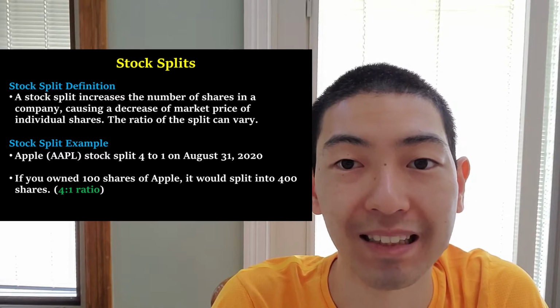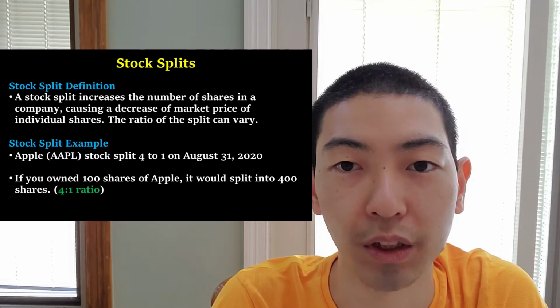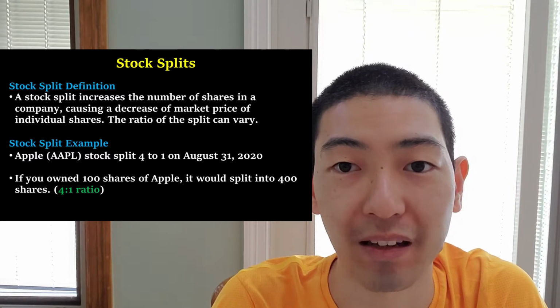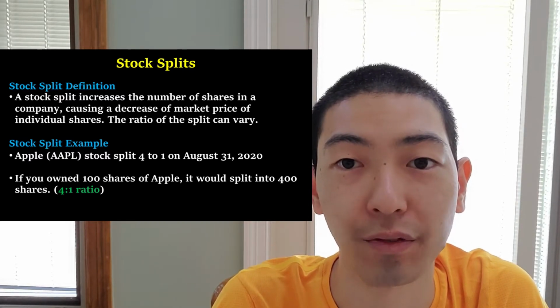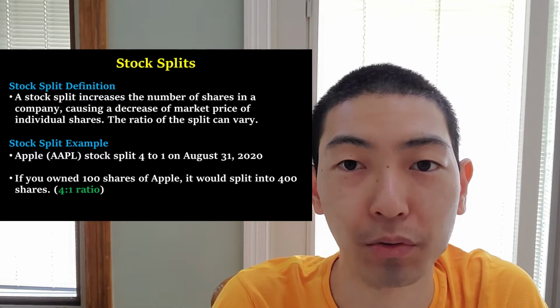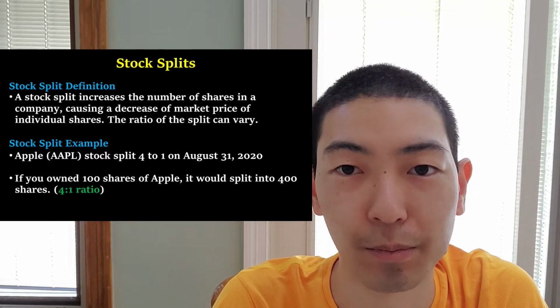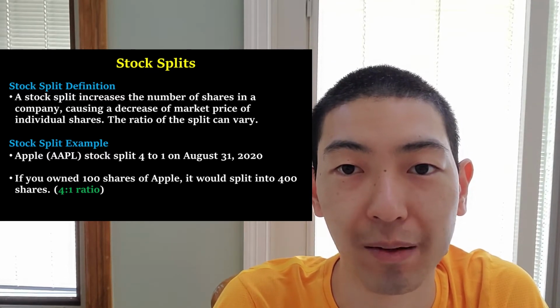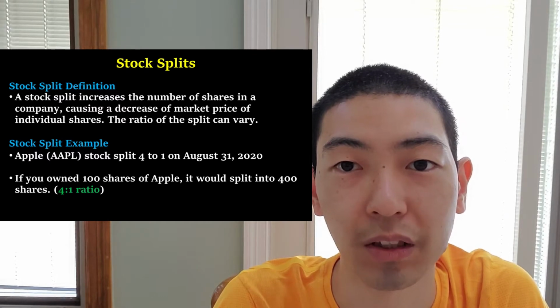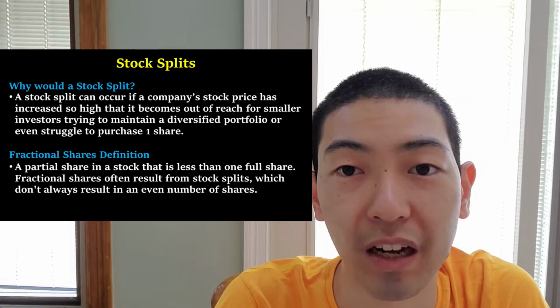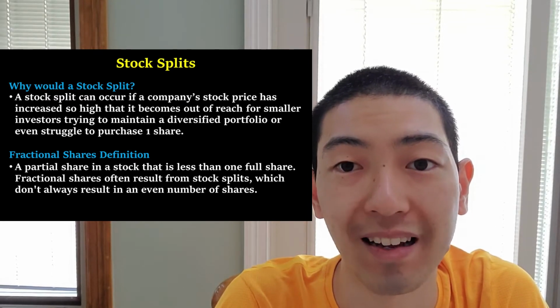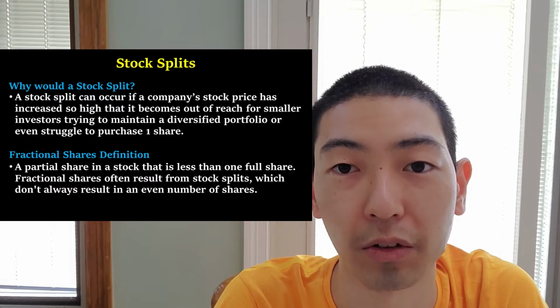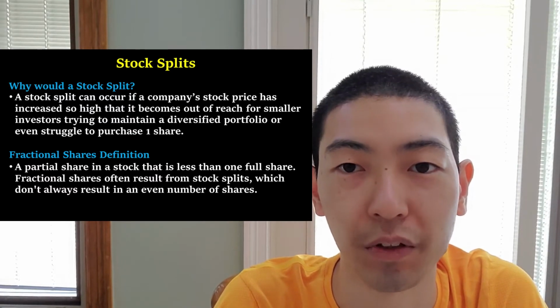They don't have to be in exactly a 2-to-1 ratio, which is what was in the change example I just gave, where you would get 2 shares for every 1 share you own. Apple recently did a 4-to-1 stock split on August 31st, 2020, as an example of a stock split that was greater than 2-to-1. If you owned 100 shares of Apple stock before the split, they would turn into 400 shares after the split. Splits are generally a good sign for the stock since prices can grow so high that the stock may be out of reach for smaller investors trying to maintain a diversified portfolio.